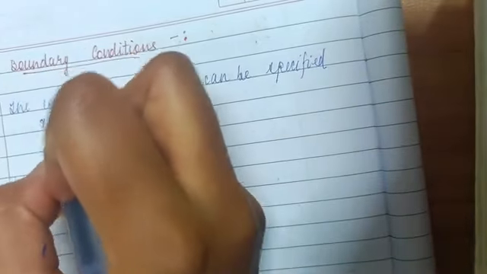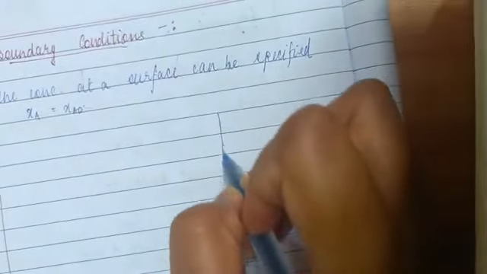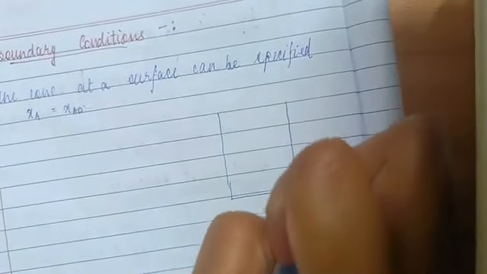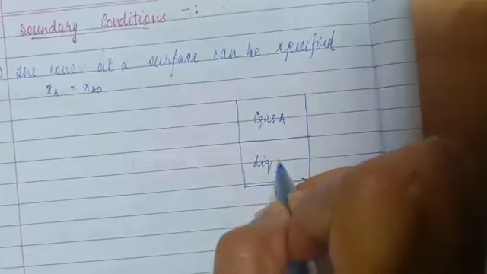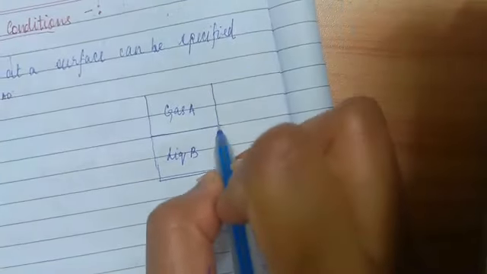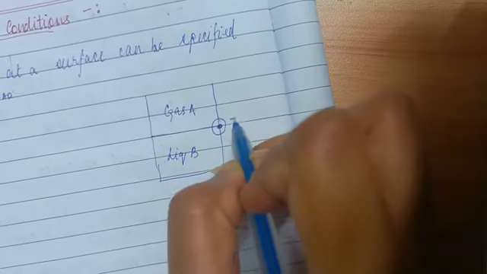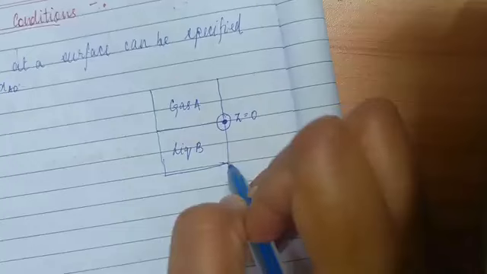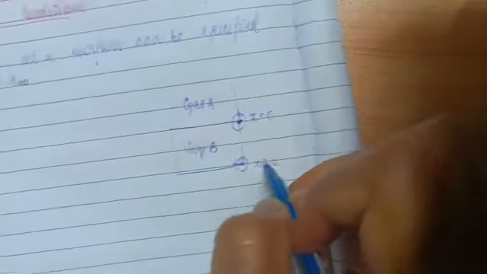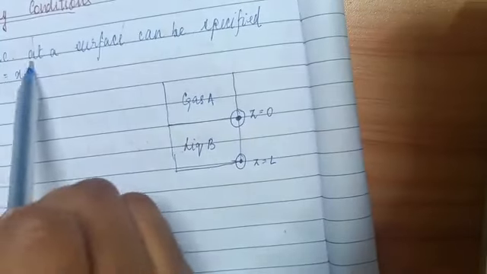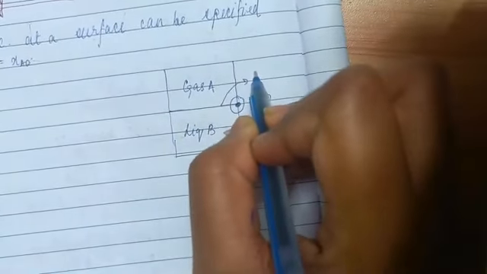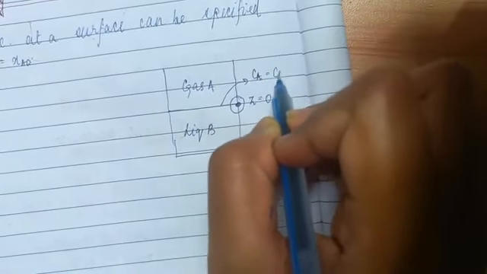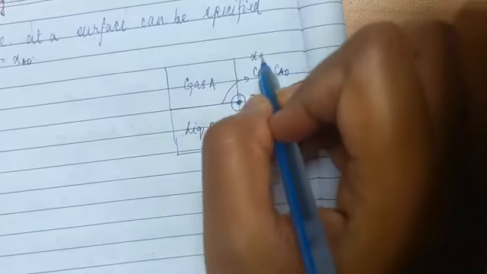That is, XA is equal to XA naught. Like in the given figure or diagram, we saw a gas A and liquid B. Let us assume this is the origin where Z is equal to 0 and here Z is equal to L. So as per the first mentioned boundary condition, at the surface here the concentration can be Ca is equal to Ca naught or Xa is equal to Xa naught.